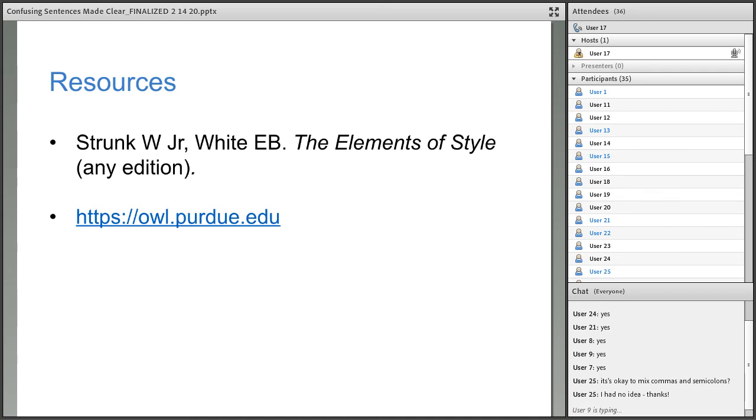The Elements of Style by Strunk and White is a very small book. My copy is only 92 pages long, but it offers great information on correct English usage and style. It also includes information on misused words and expressions. The Purdue OWL website offers free resources on topics like grammar, English as a second language, and professional writing.